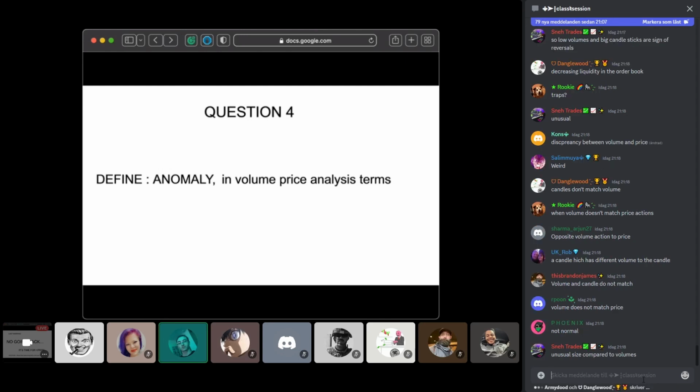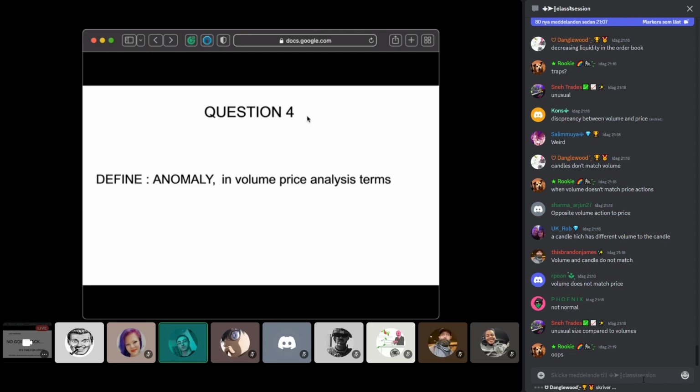Yeah, Danglewood got it. So yeah, Danglewood. UK Rob, it looks like you got it. Brandon James, looks like you got it. It's important not to say price, because price is simply a number. We're looking at a candlestick, we're comparing pictures essentially, not numbers. So give that one to Danglewood: candles don't match volume.